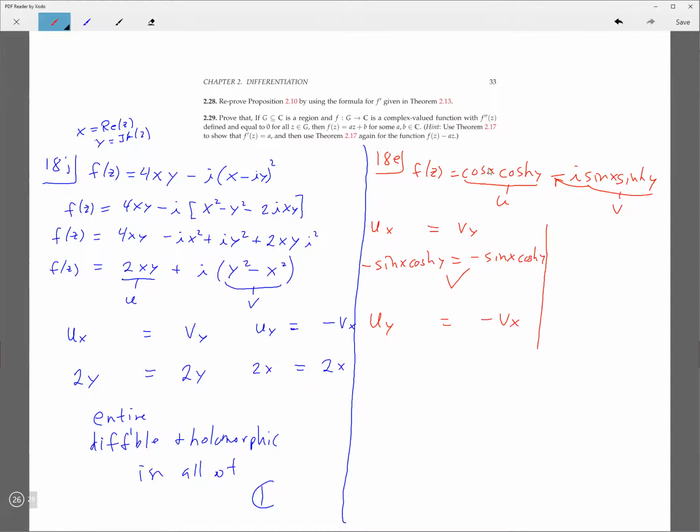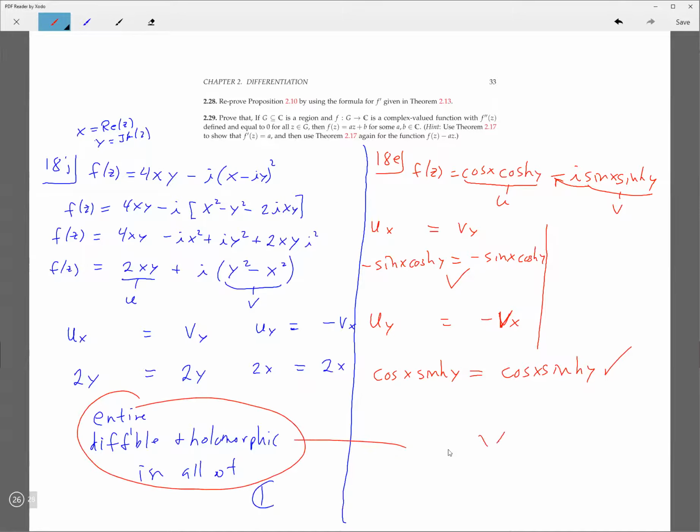uy is sine x sinh y, right? Yes. It's just the derivative of cos is positive sine, hyperbolic sine of y. And over here, this negative will cancel that negative out. And then the partial with respect to x would be cosine x hyperbolic sine of y. Whoa, this is the same thing. Those are the same too. So this is entire, differentiable on all of C.